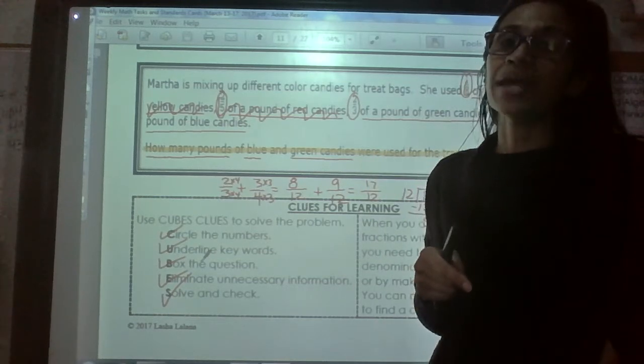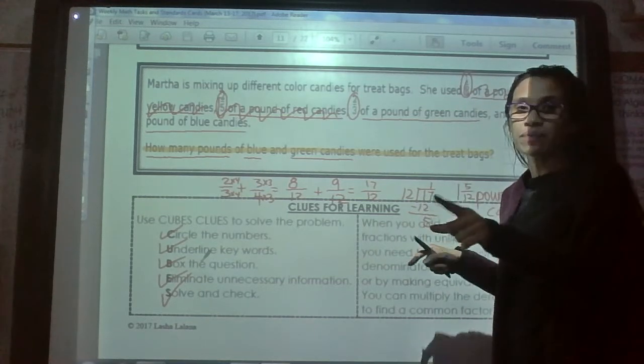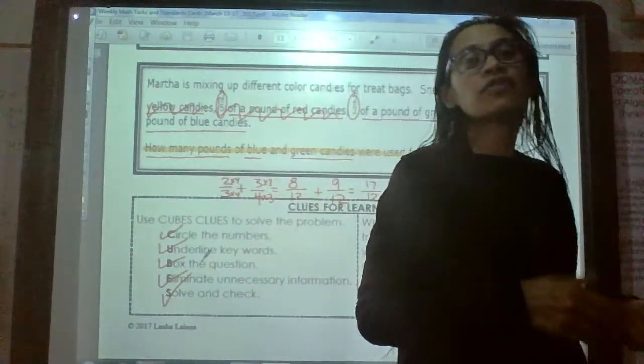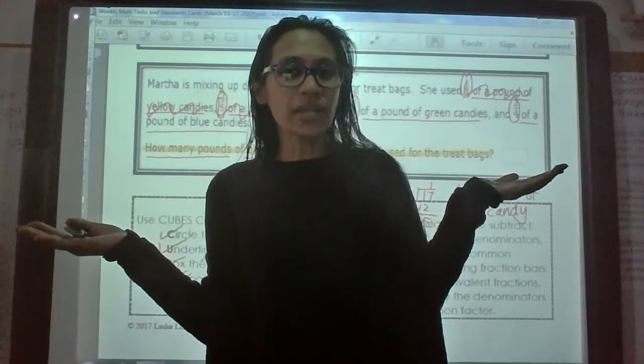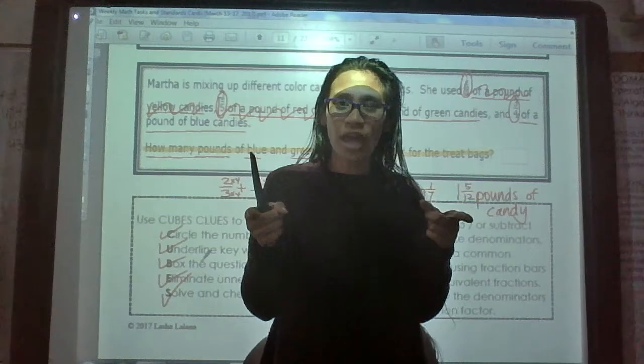Always convert that to a mixed number by dividing. So 12 into 17 is 1 time, and then you can count 12, 13, 14, 15, 16, 17. 5 left over, so you have 5 12s. So, bam, we are done with that one. Moving on to the next task, moving on to the next standard. Go ahead and keep on working.